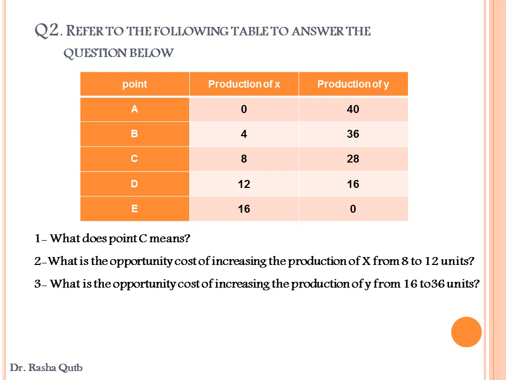Third, what is the opportunity cost of increasing the production of Y from 16 to 36 units? Here we are moving from point D to point B. In this case, in order to increase the production of Y by 20 units, from 16 units to 36, we are giving up around 8 units of X, from 12 to 4 units. So the opportunity cost of increasing the production of Y from 16 to 36 units is the 8 units that are given up from the production of X.